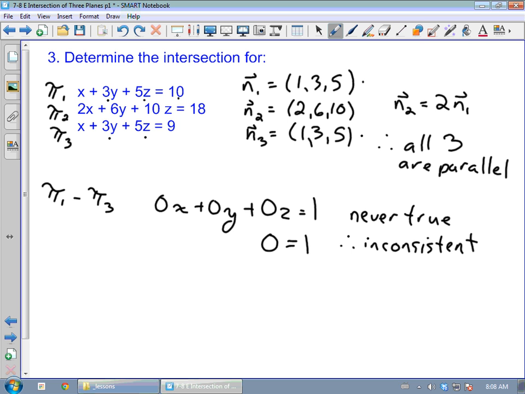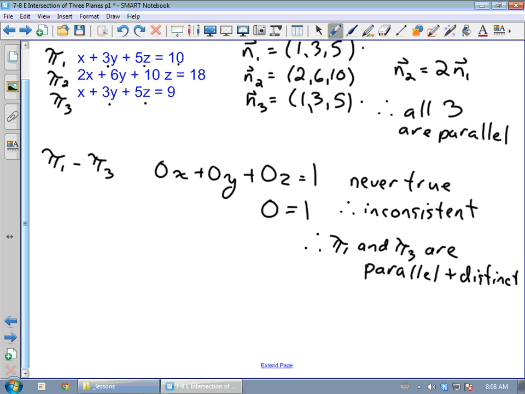So there's no solution to our system, and we know for sure that these two we've been looking at, pi 1 and pi 3, are parallel and distinct. Now, what about plane number 2 here?